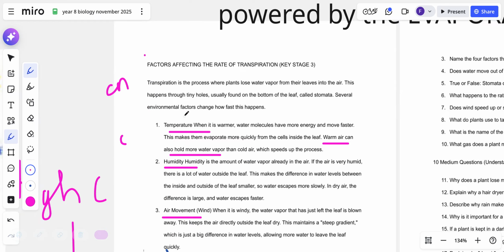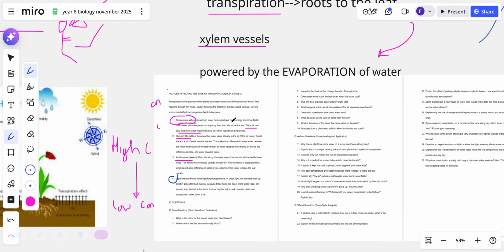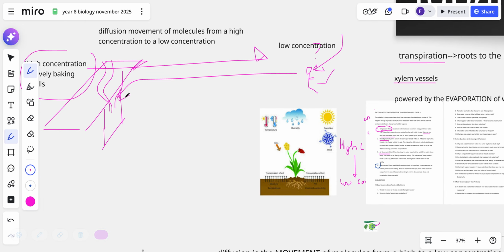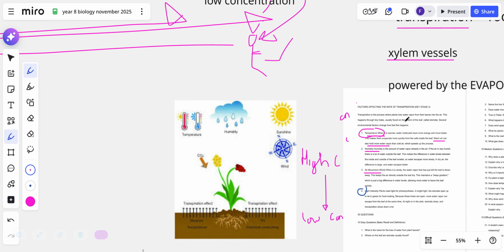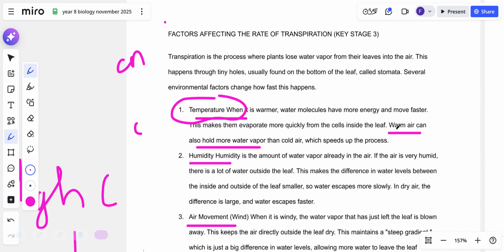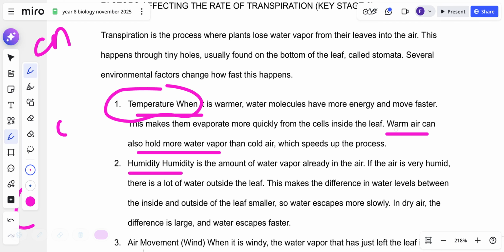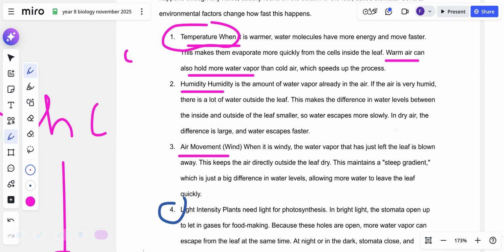So that's the entire idea of what diffusion is, and that affects transpiration. First thing, temperature. When it's warm, your molecules have more energy. Imagine it's baking: the molecules are hot, they're coming out. They move faster across to me. They have more kinetic energy.